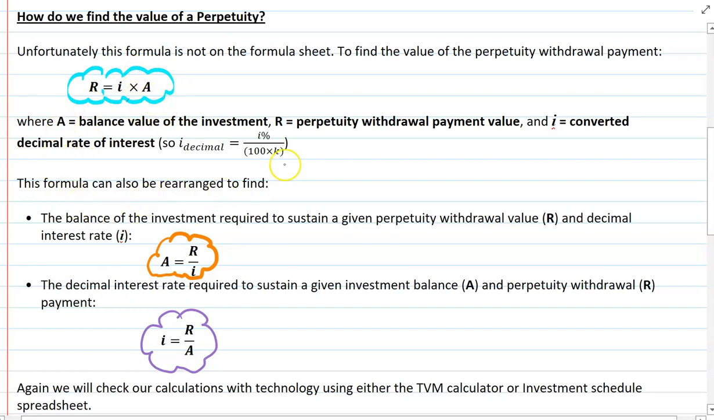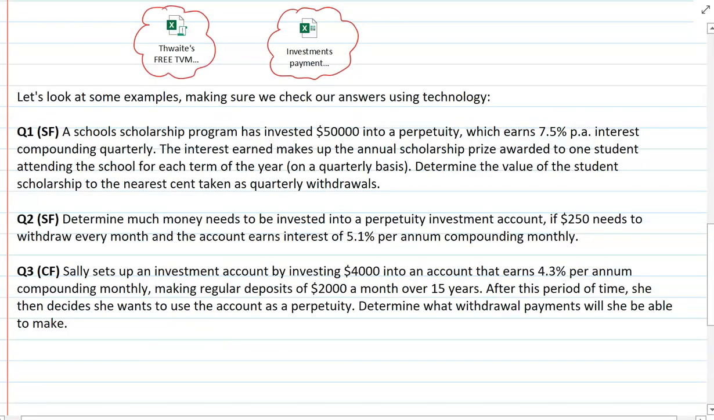Now, this formula can be rearranged if you wanted to find other things like the balance of the investment required to sustain a given perpetuity withdrawal value. As long as you know the perpetuity withdrawal amount, you would divide that by the decimal interest rate. You can also determine the decimal interest rate required to sustain a given investment balance, withdrawing a certain amount of money as a perpetuity. So rearranging the formula again for I, that's simply the withdrawal amount as a perpetuity divided by the investment balance. Alright, so let's try some examples to see how this formula can work.